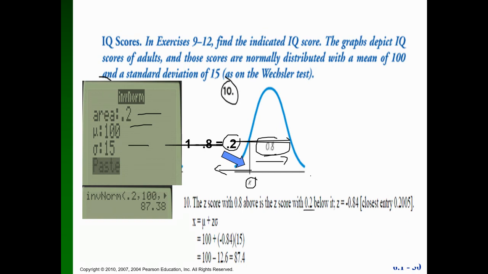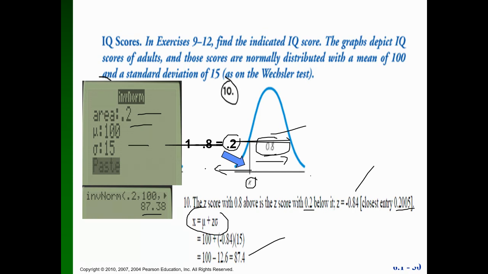I would look for 0.2. The closest thing they gave me is 0.2005. There's the z-score. I would plug it into the formula. This would convert that z-score to an x-score of 87.4. But after all that work, my calculator gave it to me. All I had to do is put in three answers, the right three answers. I mean, this is obvious.